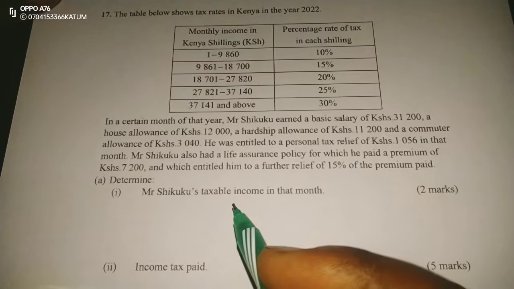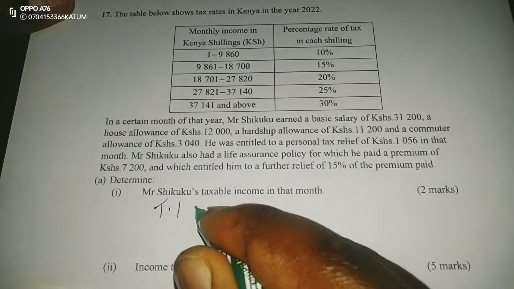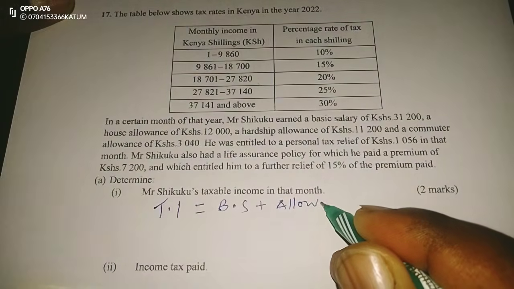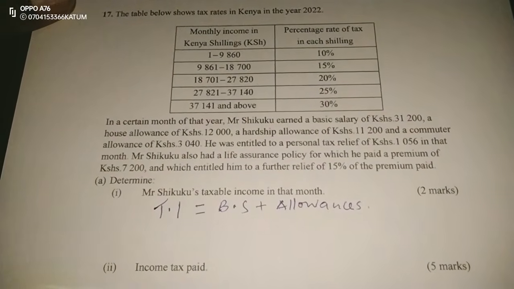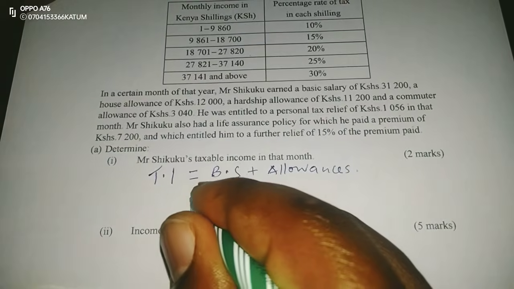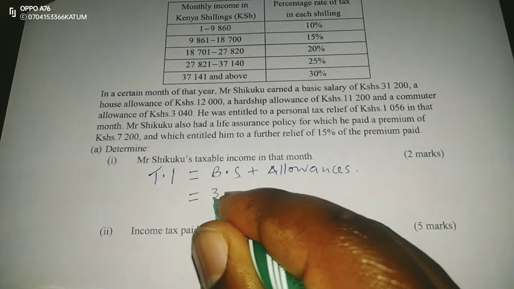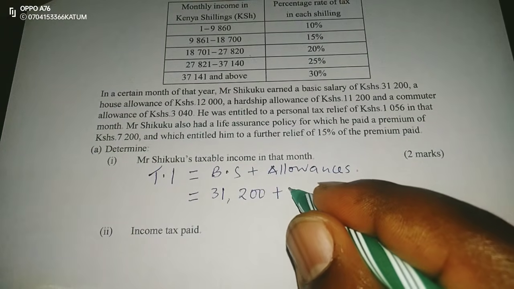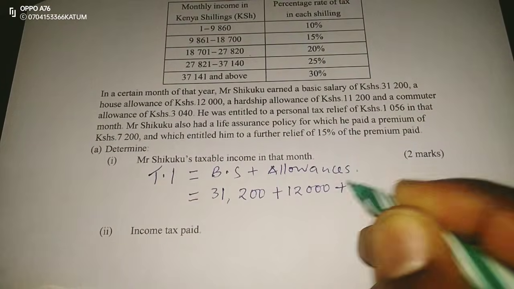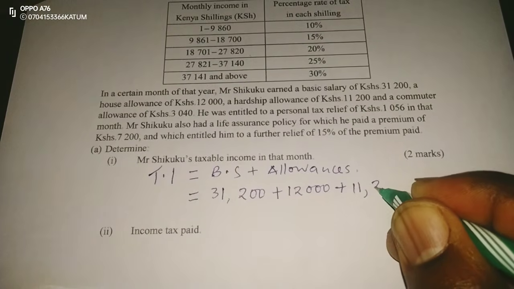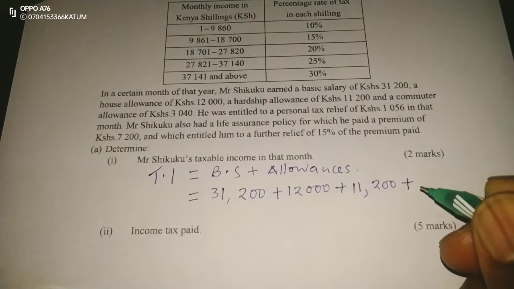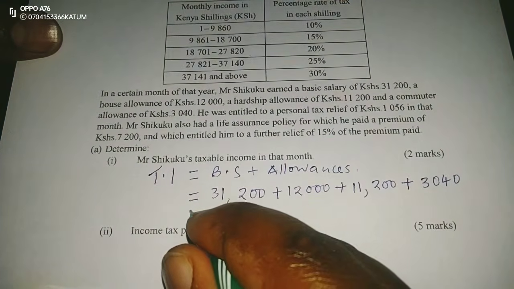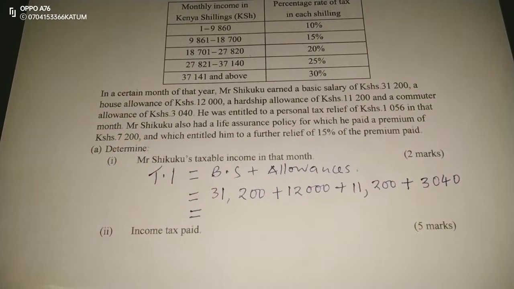When we are calculating taxable income, it should be noted that taxable income is usually obtained by basic salary plus all allowances. In this case, I'm going to take the basic salary, which is 31,200, plus all allowances: a house allowance 12,000, a hardship allowance 11,200, and a commuter allowance 3,040. So the addition of these values will give us the taxable income of Mr. Shikuku for this particular month.